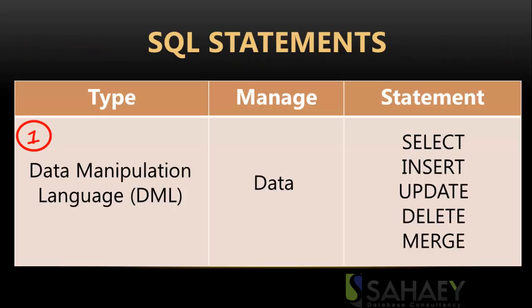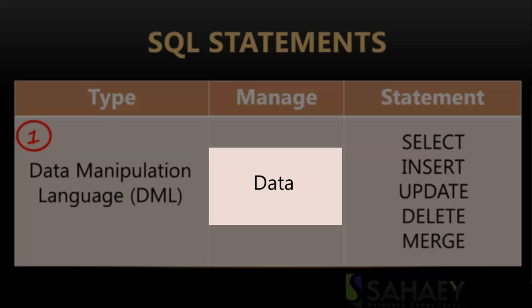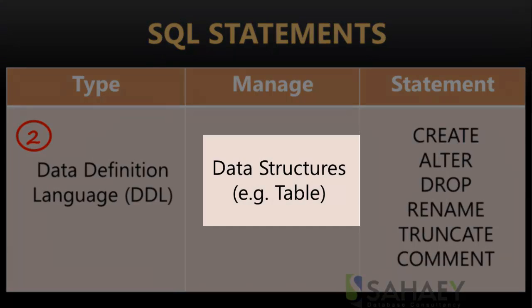Based on the functionality, SQL commands are subdivided into 4 categories. The first category is the data manipulation language and includes commands to access and manipulate the data stored within the tables. The second category is called the data definition language and provides commands to manage the data structures such as tables within the database. So, while DML statements act on the data within the tables, the DDL commands act on the tables themselves.